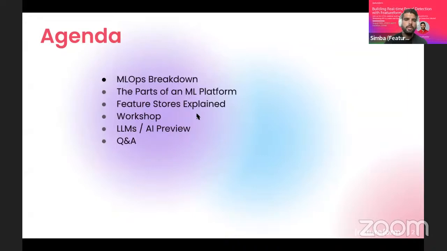So the agenda today, we'll start with just a high-level MLOps breakdown. I want to talk about what the goal of MLOps is, what it means. We'll go a little more concrete into the parts of an ML platform, and then even more in depth into feature stores. That will give a good basis of MLOps, the problem space, etc. And we'll kick off into the workshop. The workshop will include building, training, and deploying a model on SageMaker using Featureform, Spark, and Redis.